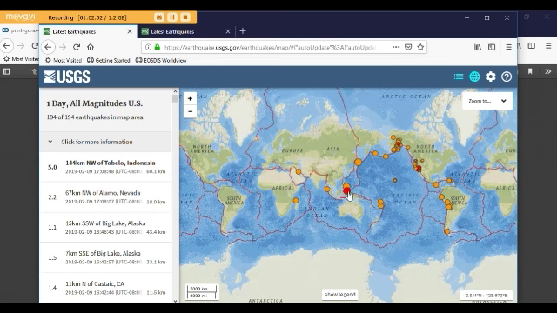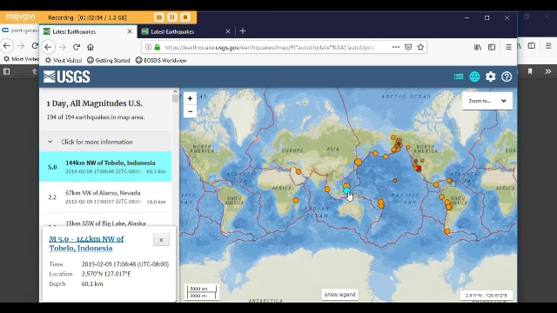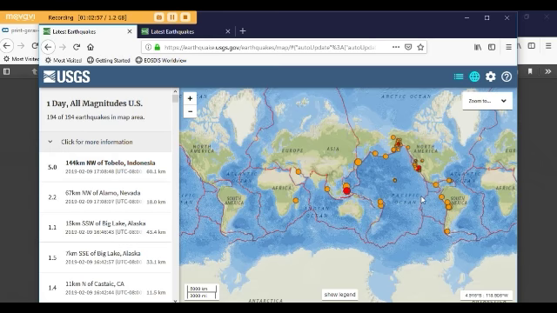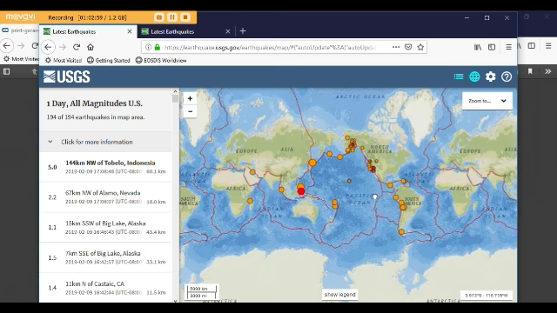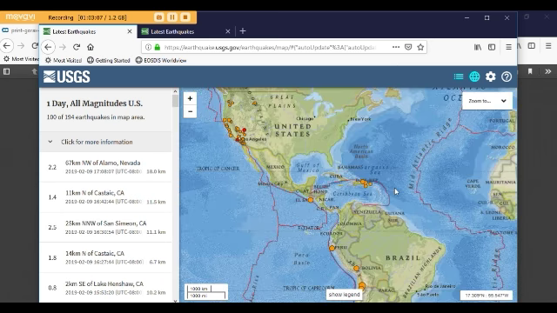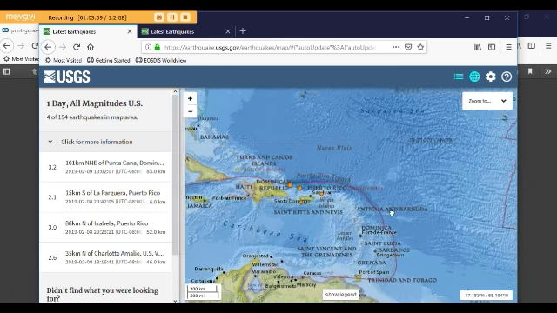Uh-oh, was this a new one? Well, we'll look at that when we come back. That's a new one that just came in Indonesia. Let's look at Dominican Republic, and then we'll look at that new one in Indonesia.